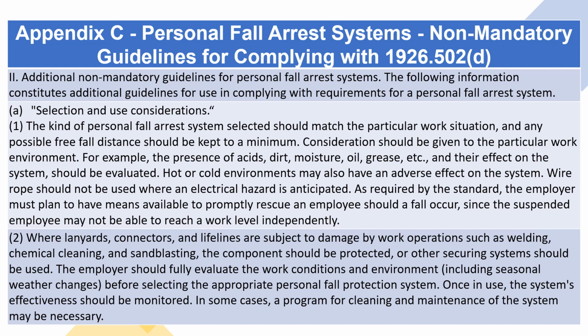As required by the standard, the employer must plan to have means available to promptly rescue an employee should a fall occur, since the suspended employee may not be able to reach a work level independently. 2. Where lanyards, connectors, and lifelines are subject to damage by work operations such as welding, chemical cleaning, and sandblasting, the component should be protected, or other securing systems should be used. The employer should fully evaluate the work conditions and environment, including seasonal weather changes, before selecting the appropriate personal fall protection system. Once in use, the system's effectiveness should be monitored. In some cases, a program for cleaning and maintenance of the system may be necessary.